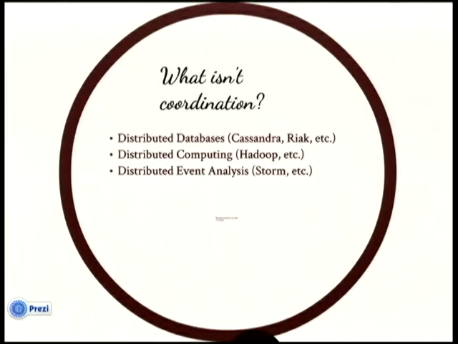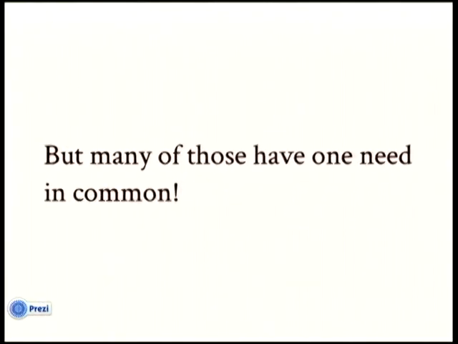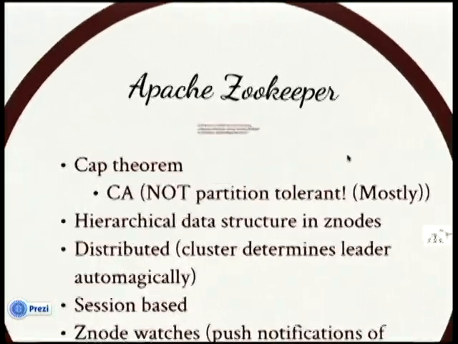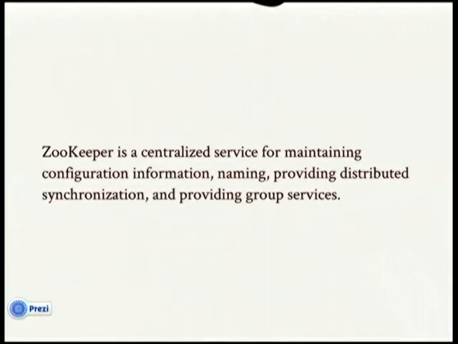But when you look at all of these tools that do these various tasks, many of them have one need in common. You can't really do a lot of these things unless you have somewhere to actually coordinate. And the one that really is the most important for a lot of these when it comes to that coordination is a project called Apache Zookeeper. Zookeeper is a centralized service for maintaining configuration information, naming, providing distributed synchronization, providing group services. So this sort of encompasses quite a bit of things.